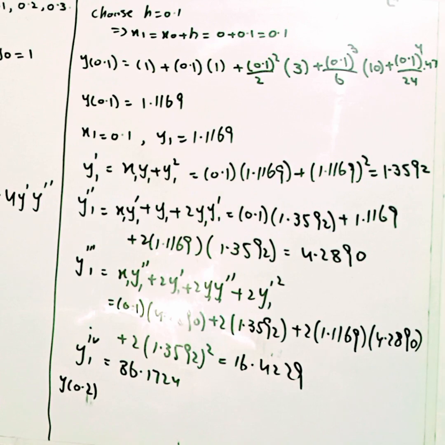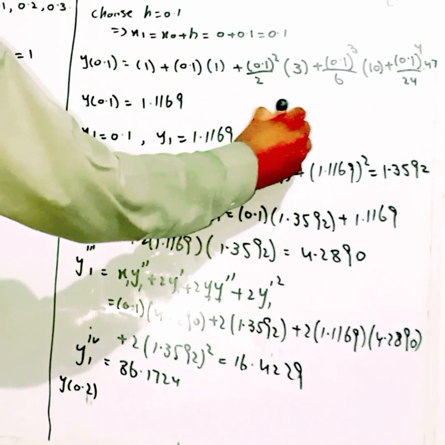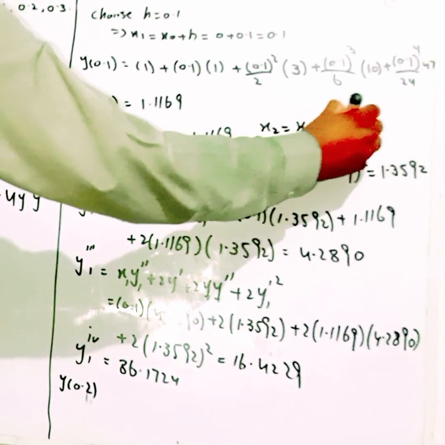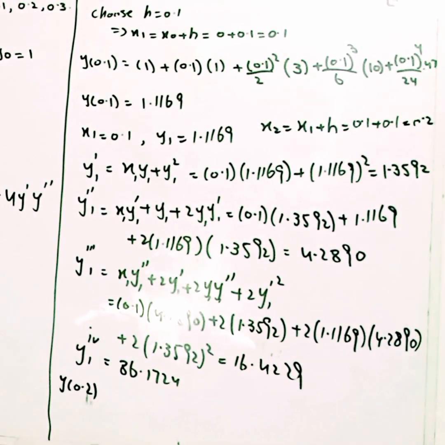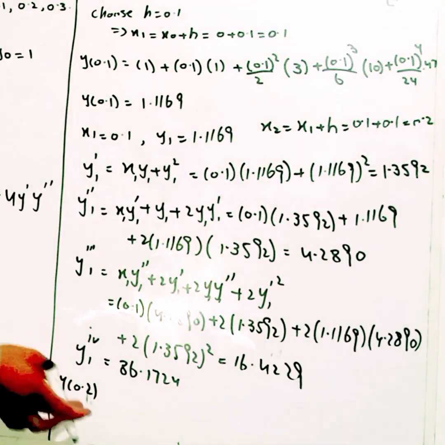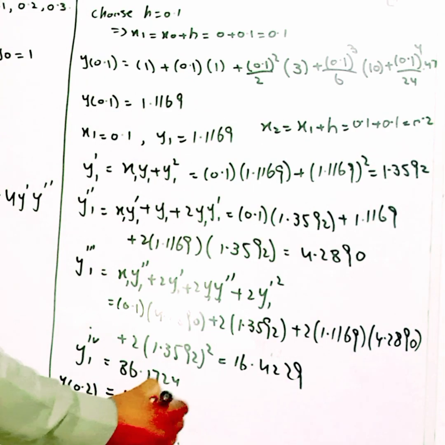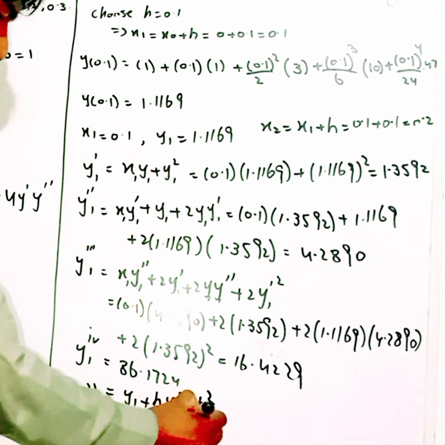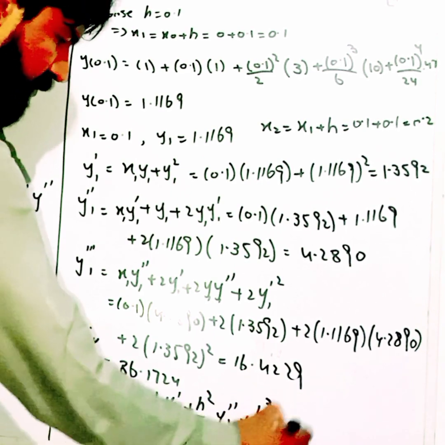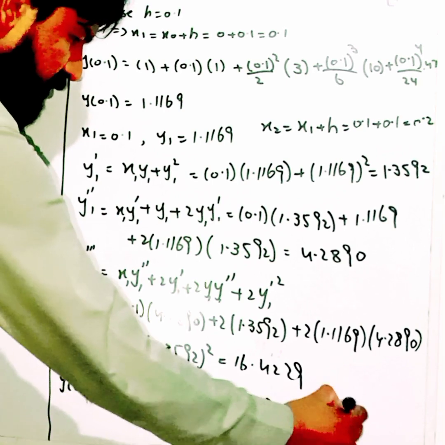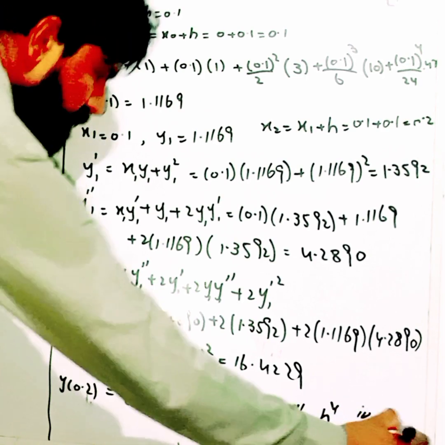Now we find y of 0.2, it will become x2. Since we have x1 is equal to 0.1, y1 is equal to 1.1169, x2 becomes x1 plus h is equal to 0.1 plus 0.1 is equal to 0.2. So the Taylor formula becomes y of x2 is equal to y1 plus h y prime 1 plus h square over 2 factorial y double prime 1 plus h to the power 3 over 3 factorial y triple prime 1 plus h raised to power 4 over 4 factorial y fourth derivative of 1 plus so on.